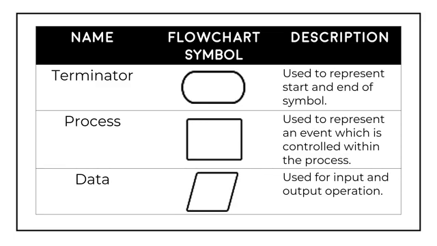It is represented by a rectangle shape. It is also known as an action symbol. This shape represents a process, action, or function. It's the most widely used symbol in flowcharting.